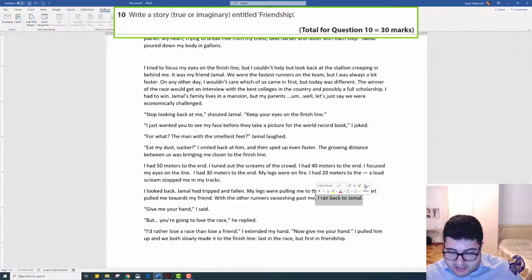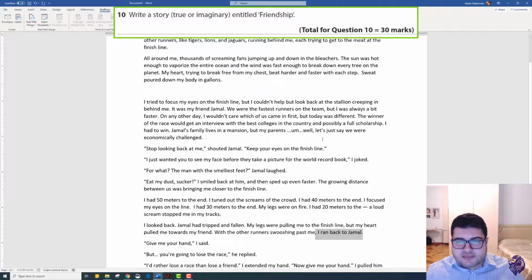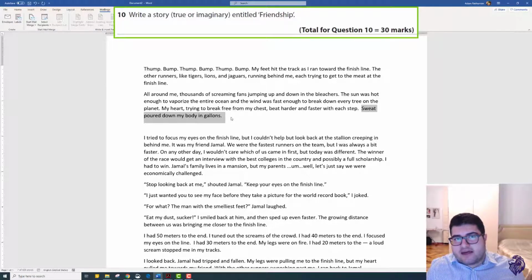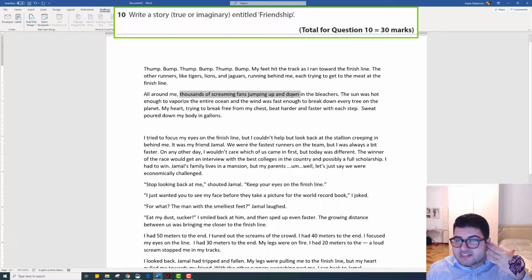Then let's see, sensory details. I kind of try to fit those in here at the end. Sweat poured down in gallons, which is actually also a hyperbole. I didn't mention this before, but a hyperbole is when you exaggerate something to show an effect. You could never have sweat pouring down in gallons, but if I describe it that way, it just shows that he was sweating a lot. And the heart, that's definitely a sensation of touch. You feel your heart beating fast. And the sun, you definitely feel that. And the sound of thousands of fans screaming, that's sensory details.